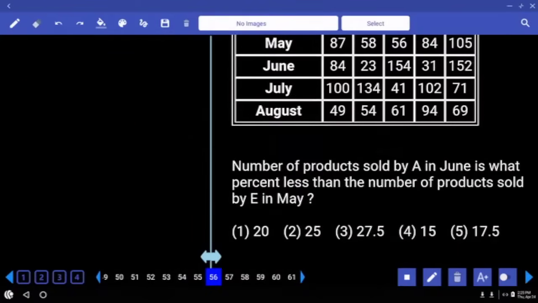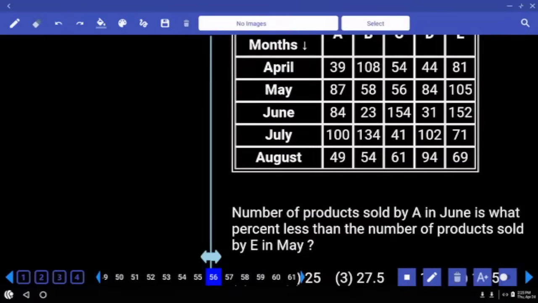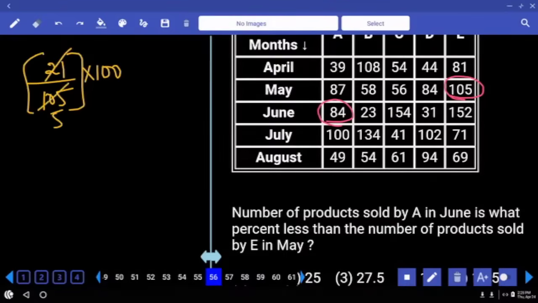Number of products sold by A in June is what percent less than number of products sold by E in May? What percent less than? A in the month of June, 84. E in the month of May, 105. With respect to 105, 84 is 21 less, so 21 upon 105 into 100. 21 is 5 times 1 by 5, meaning 20%.